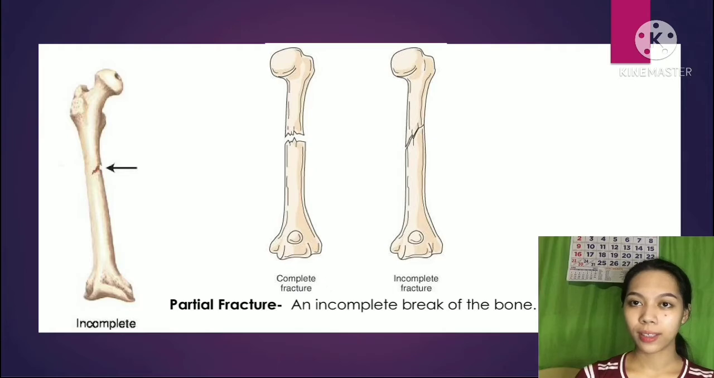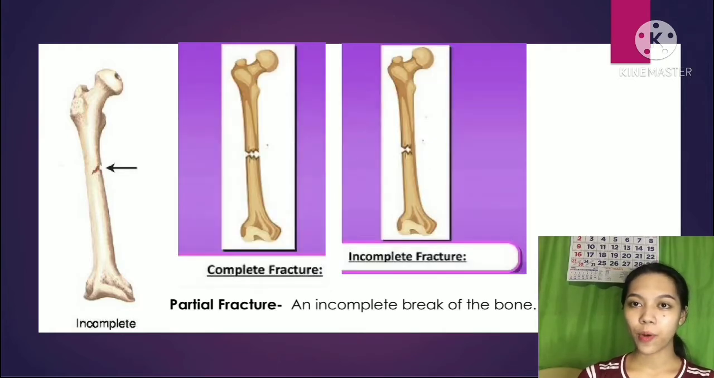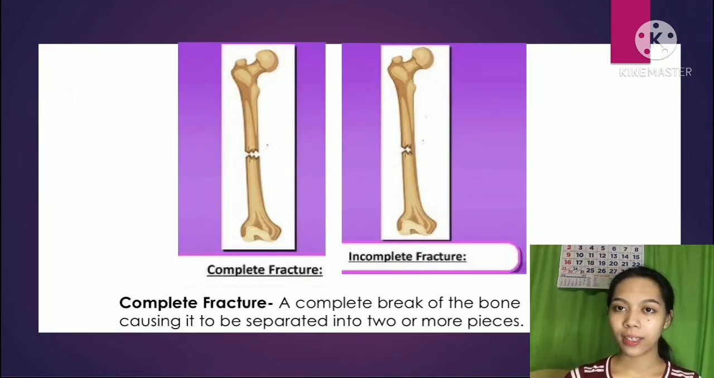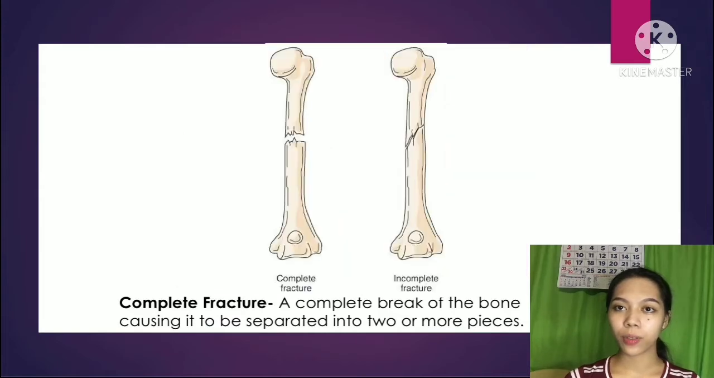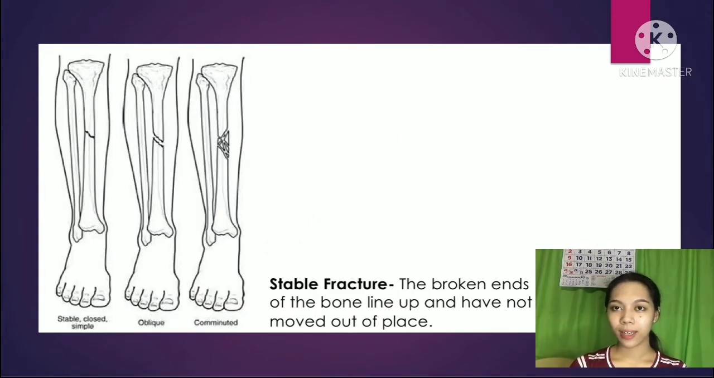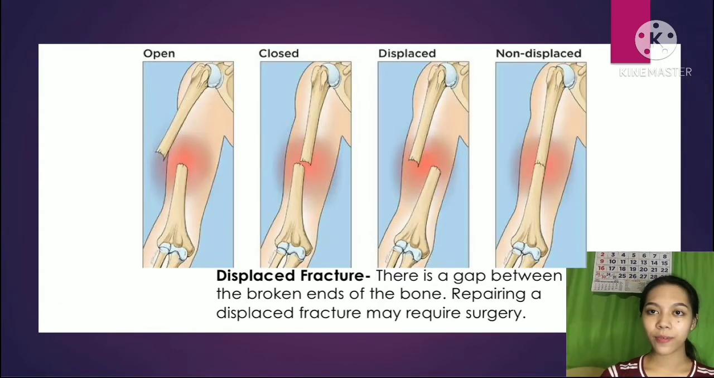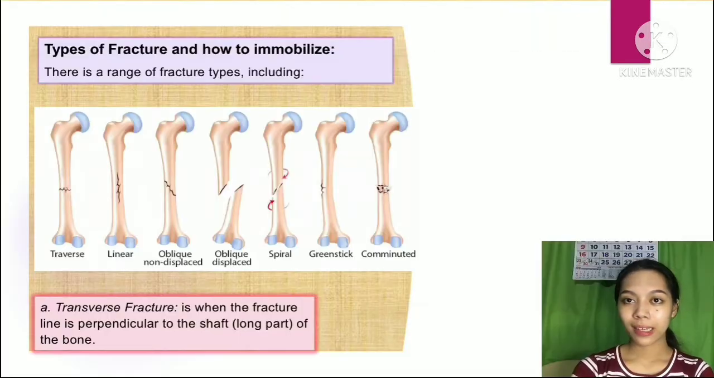Partial fracture. An incomplete break of the bone. Complete fracture. A complete break of the bone causing it to be separated into two or more pieces. Stable fracture. The broken ends of the bone line up and have not moved out of place. Displaced fracture. There is a gap between the broken ends of the bone. Repairing a displaced fracture may require surgery. Types of fracture and how to immobilize.